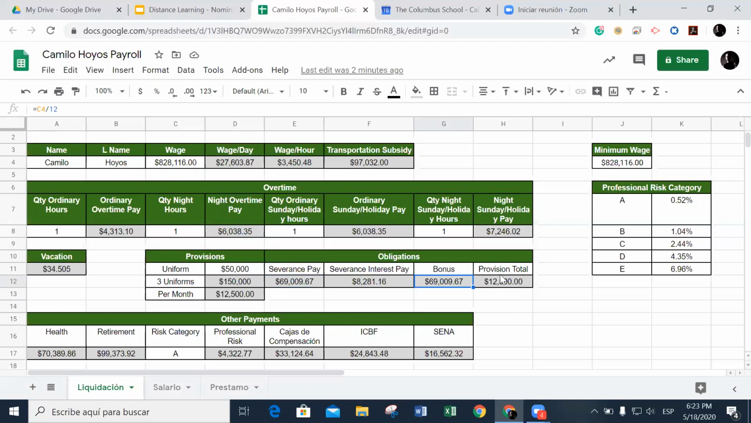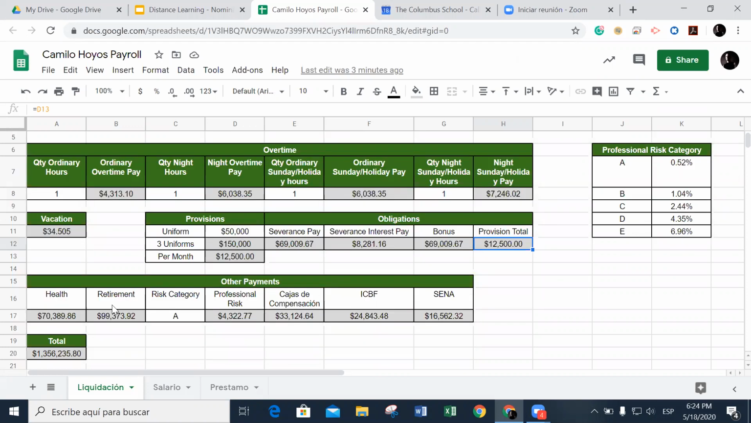Okay, now the provision total, this right here is the total of all the provisions. The provisions are, let's double click on it, this one right here, right? So per month, this already told you, these provisions are given by the government. You have to pay 3 uniforms per year, and you remember all of that. So I equal this cell right here so I can put it there. Now we're done with this portion. Now let's go to the other payments portion.